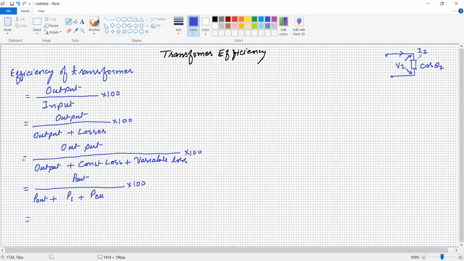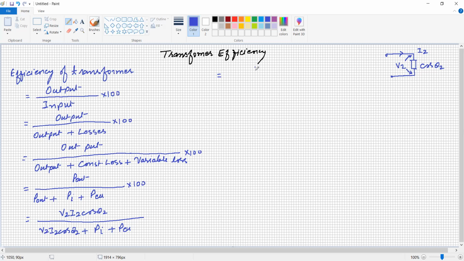Can we write it in terms of the output of the transformer? So the output of the transformer is V2 I2 multiplied by cos theta 2, the power factor, divided by V2 I2 cos theta 2 plus Pi plus Pcu. This is the copper losses, and if you divide by 1000, it comes into kVA.